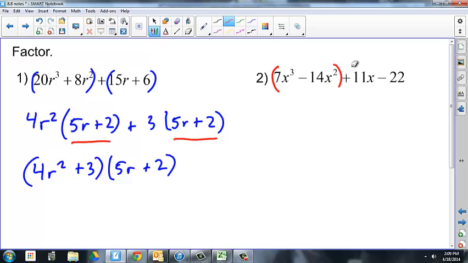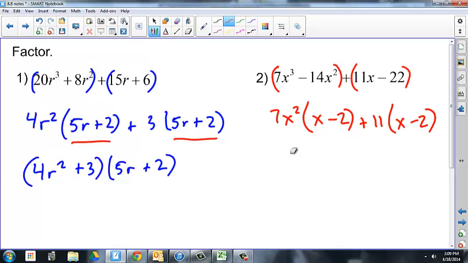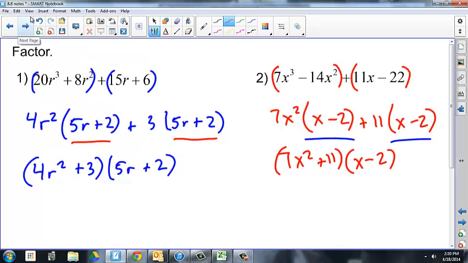All right, number 2, 7x cubed minus 14x squared plus 11x minus 22. I'm going to group again the first two and the last two. What we can factor out from the first two terms is 7x squared, and we'll be left with x minus 2. The second group, again, we can factor out an 11 this time, and then we'll have x minus 2 as the rest of this. And once again, the fact that the terms in the parentheses are identical allows us to simplify it to this form, 7x squared plus 11 times x minus 2.